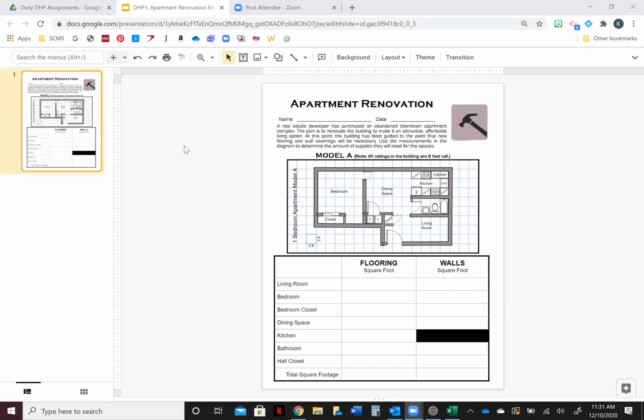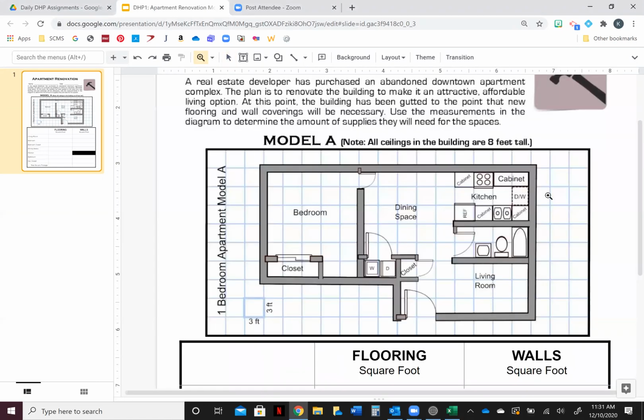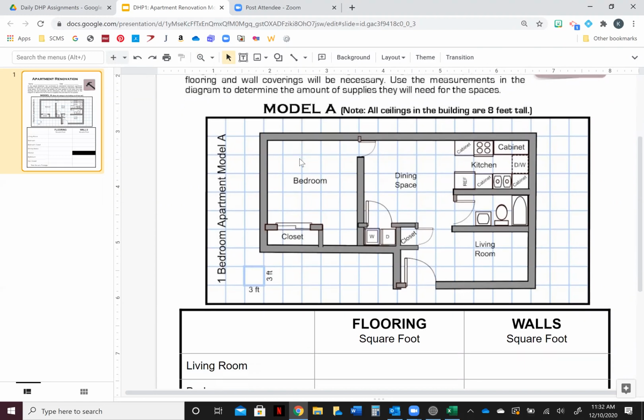All right, guys, this is Miss Woods. I'm going to go over the first flooring for the living room, and I'm going to zoom in for you just so it's a little bit easier to see while we're working on it. Okay, so for this one, we have to figure out the square footage of the flooring. If you look right here, it tells us each square is 3 foot by 3 foot. So we know that the square footage of one square is 9, because 3 times 3 gives us 9. So all you have to do for the flooring is count how many squares are in whatever room they're asking you for, and then multiply them by 9.